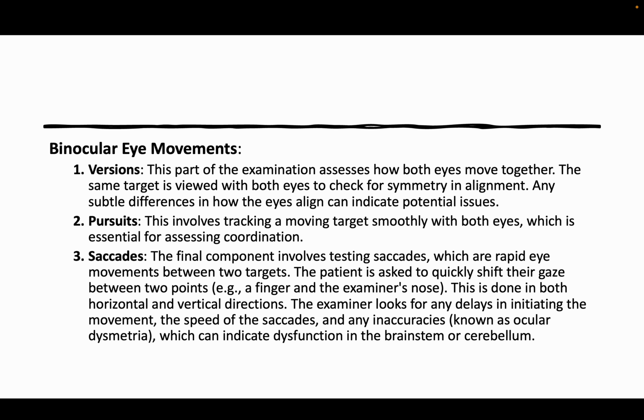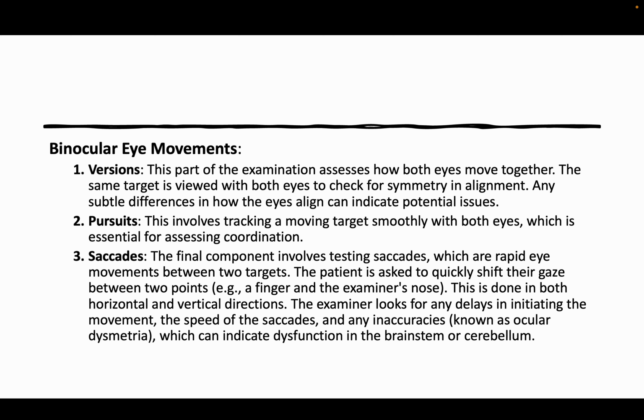Then you need to look at pursuits also. Pursuits are smooth following movements. You move the hand aside and you look whether the eyes are following or not. Pursuits are also affected in the case of brainstem and cerebellar lesions. Then you look for saccades.